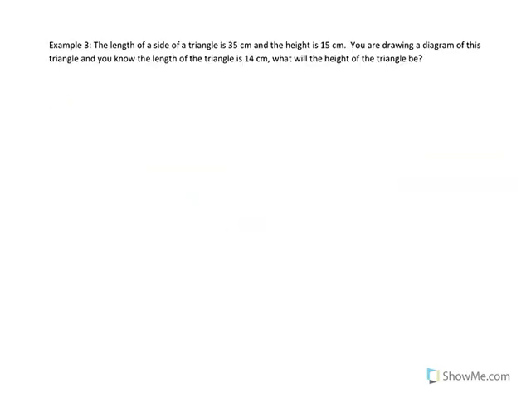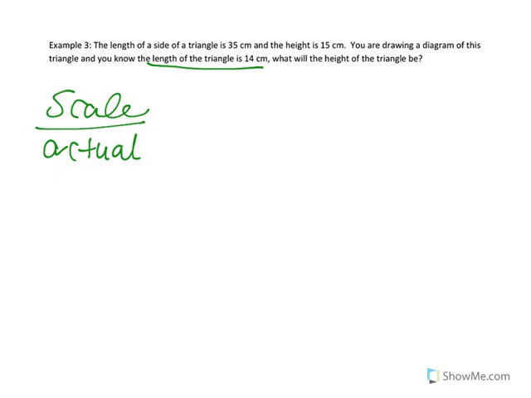Okay, example 3. The length of the side of a triangle is 35 centimeters and the height is 15. You're drawing a diagram of this triangle and you know that the length of the triangle is 14. What's the height? Okay, so we're going to go scale over actual. And the thing that we have the same is the length and the length. So we know that the length of the actual triangle is 35 centimeters. And we know that the length of our drawing, or scale, or our model, is going to be 14 centimeters. So there's our scale statement.